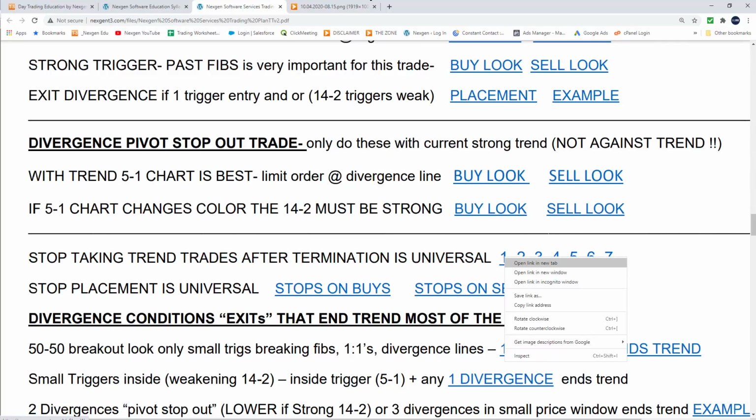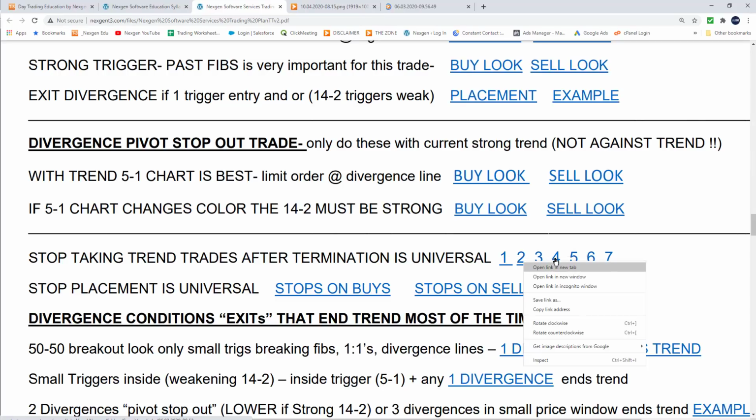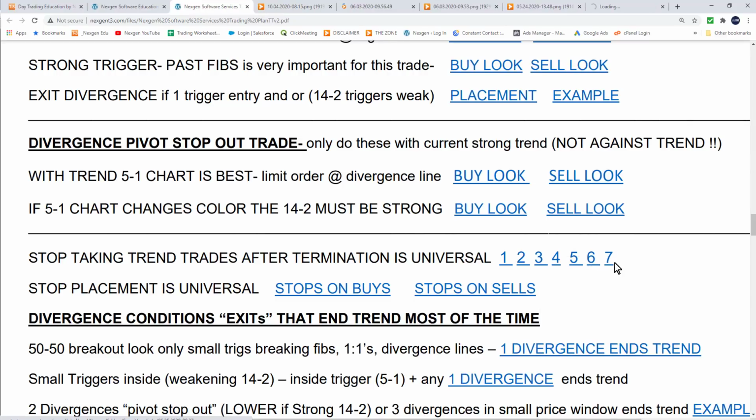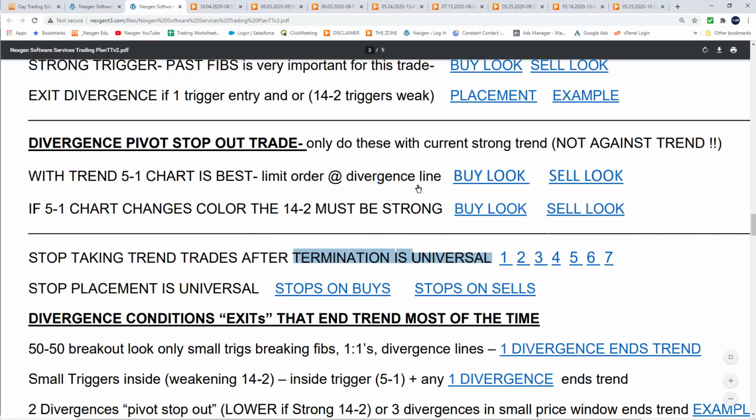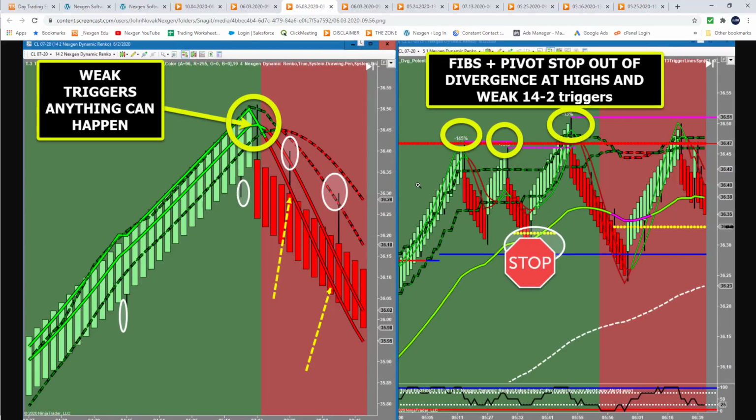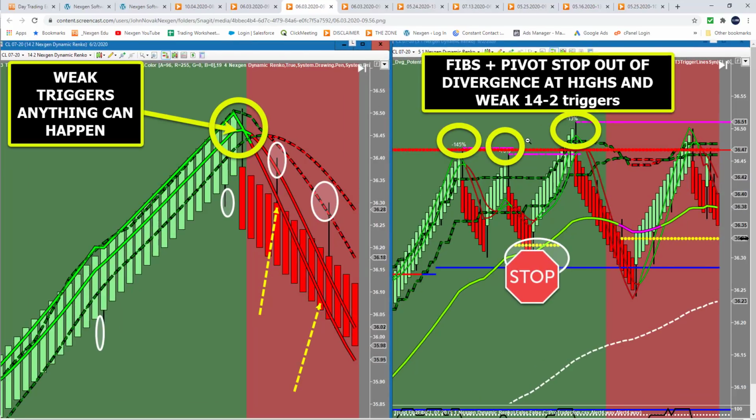I wanted to open up a couple of these pictures first, so you can see what they are and understand them. These are what we call termination conditions. A termination condition is a condition that may very well stop the market from trending in one direction or the other. So when you're looking at your 2-chart setup, 14-2 chart on the left, 5-1 chart on the right, we spend a lot of time looking at Fibonacci areas and trigger lines. And this is a very powerful condition.